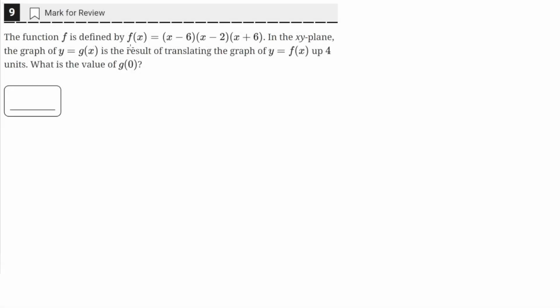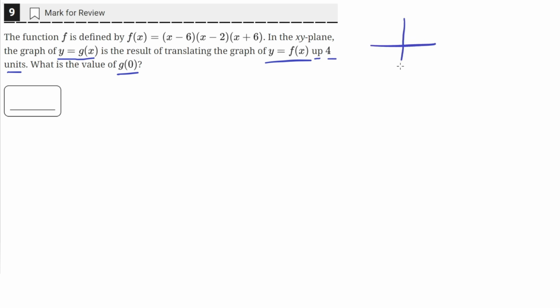The function f is defined by f of x equals this quantity here. In the xy plane, the graph of y equals g of x, so a different function, is the result of translating the graph of y equals f of x up 4 units. What is the value of g of 0? So we have this graph or equation f of x, and we have another equation, g of x, that is the graph of f of x but translated up 4 units.